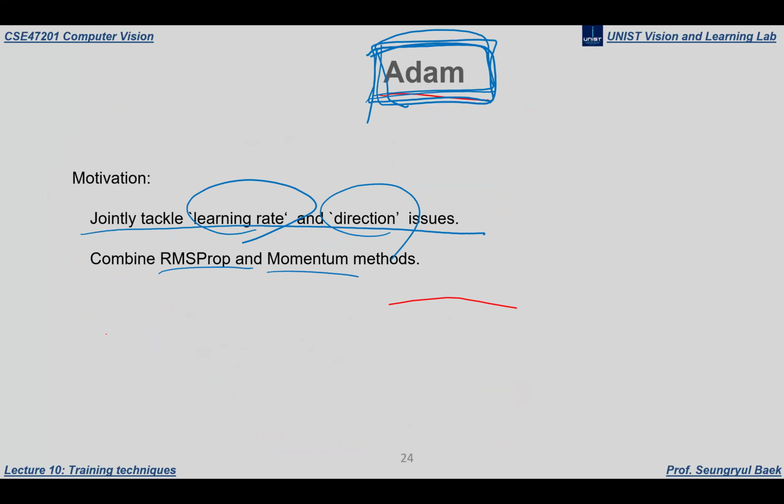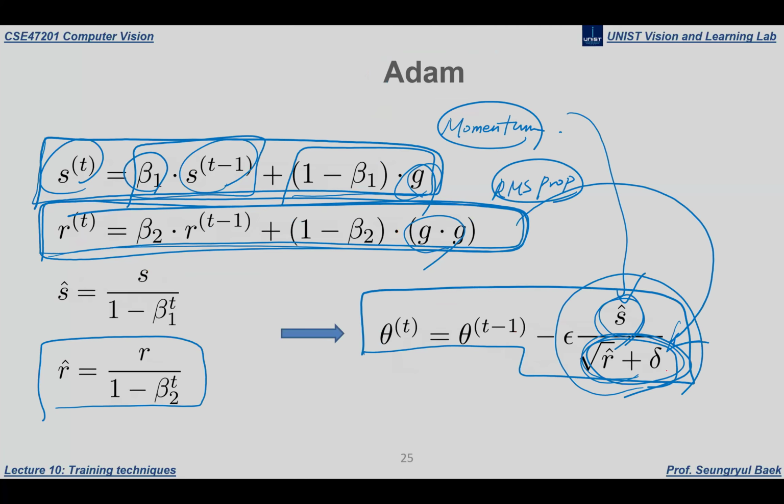And Adam is jointly tackling both the learning rate issue and also the momentum, that is their motivation. So Adam is an optimizer built upon stochastic gradient descent. This Adam combines the learning rate consideration and also the momentum consideration. Okay. So there are actually two terms in their learning rate part.